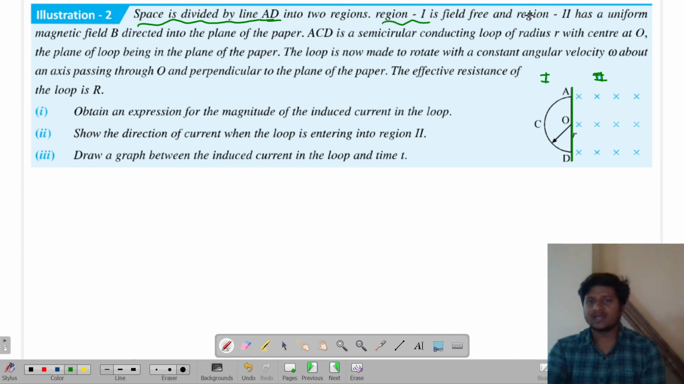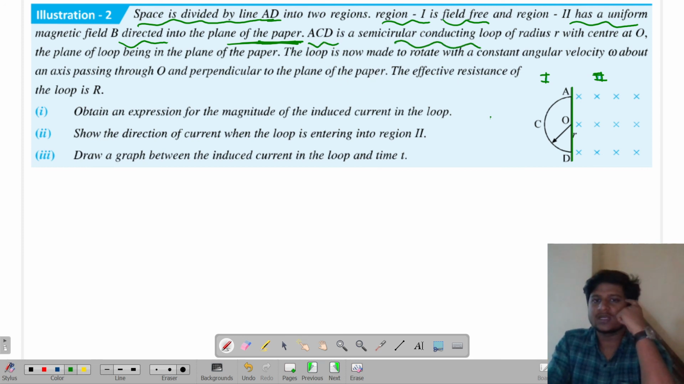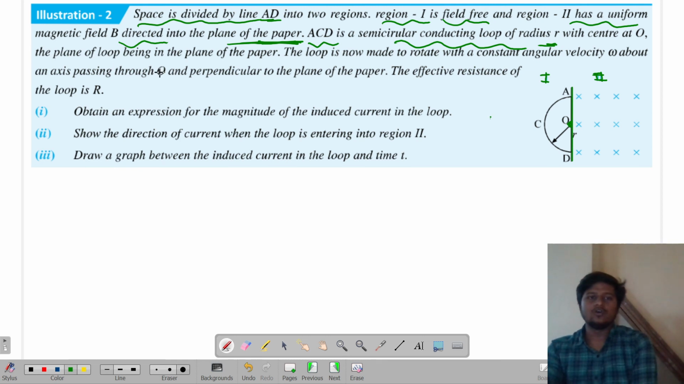What is it saying? In two regions, region 1 is a free field, which means there is nothing there. Region 2 has a uniform magnetic field directed into the plane of paper. Now ACD is a semicircular conducting loop of radius R with center at O. The plane of the loop is in the plane of paper. Means the magnetic field is inside, and the loop is kept like this only. Got it or not?